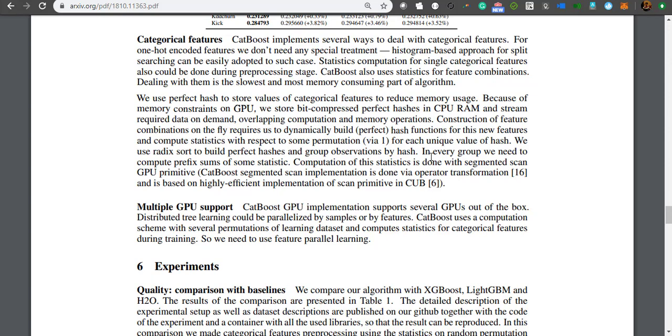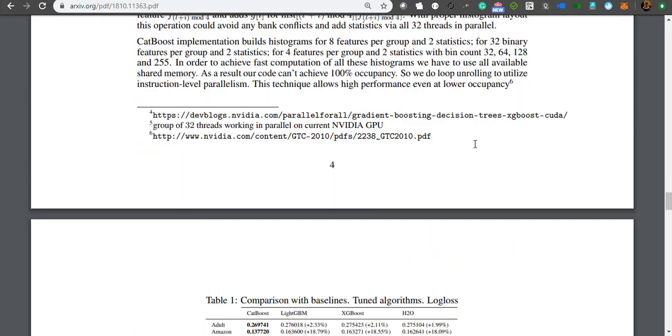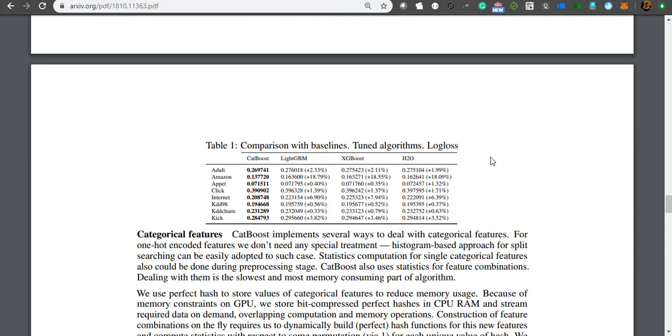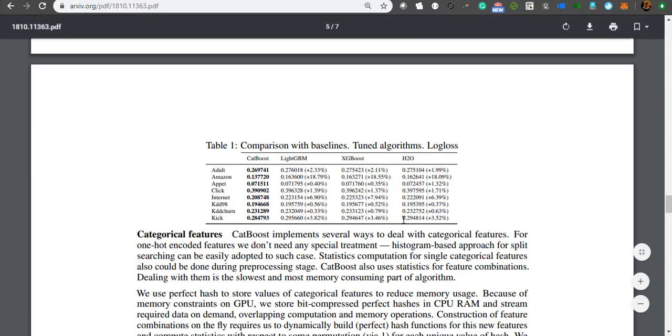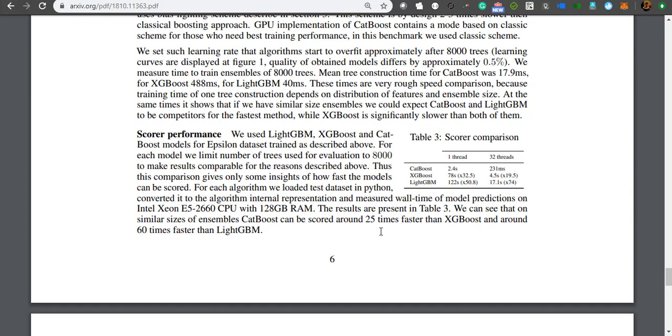Then in 2018, Yandex launched CatBoost. CatBoost takes care of categorical variables. Second, it's GPU optimized, and it's much faster than LightGBM, that's what it says. This table shows the comparison in terms of log loss. You can see that CatBoost has the lowest log loss compared to all other contenders. This table talks about the time it takes to score on a single thread. We can see that CatBoost took around 2.4 seconds, XGBoost took 78 seconds, and LightGBM took 122 seconds for the example which this paper has considered.